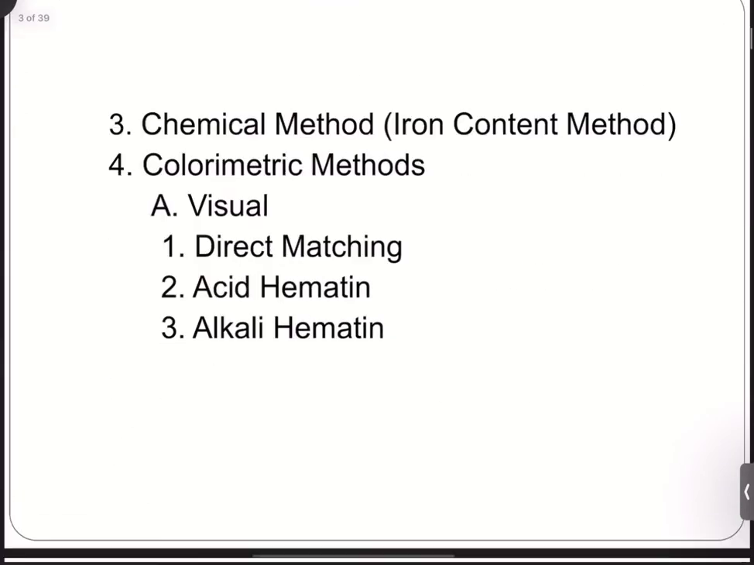Okay. Next is the chemical method using the iron content. So we evaluate your hemoglobin using the iron content. Okay, iron is also bound to your hemoglobin. Then the colorimetric method using visual direct matching, acid hematin, and alkali hematin. So we usually use acid hematin in hemoglobin determination, even direct matching. You have already done this in the laboratory.